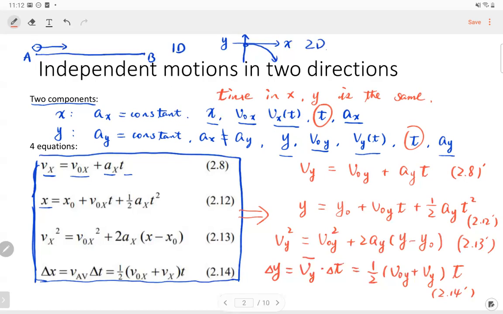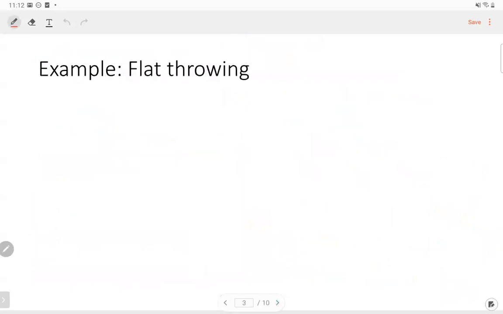And you can find that when we talk about the x component, we have to use the parameter in the x direction. And when we talk about the parameter in the y component, then we only use the y component. So they are independent. The only thing that they share in these two equations is the time. Okay, if you think this is very abstract, I'll give you an example.